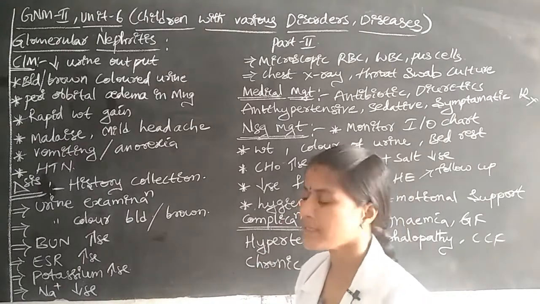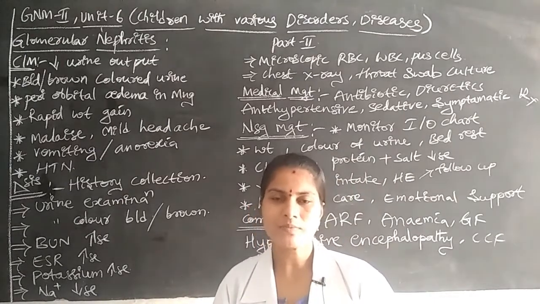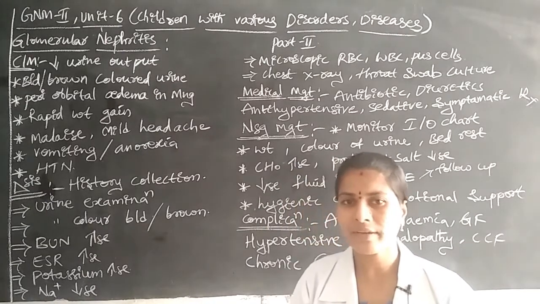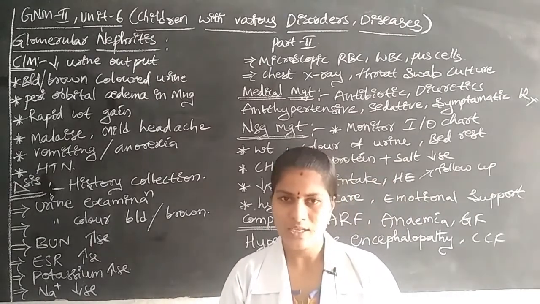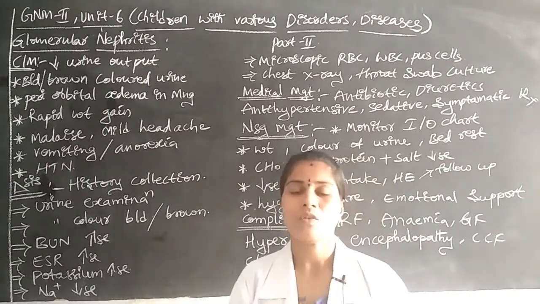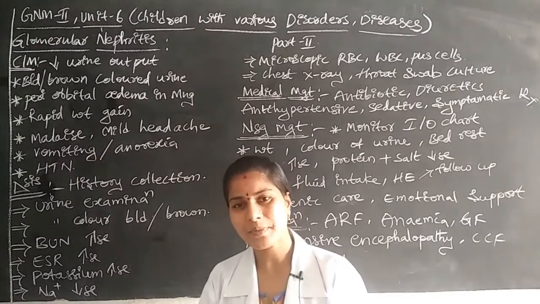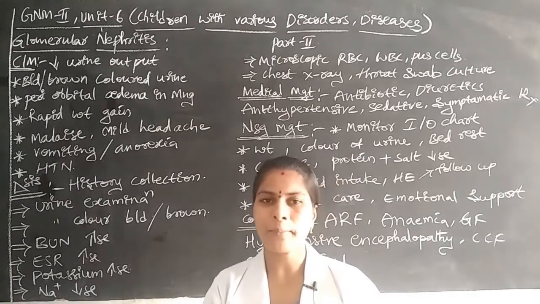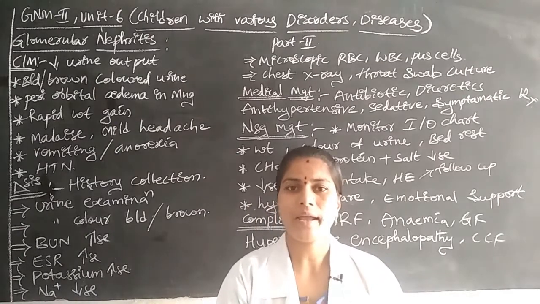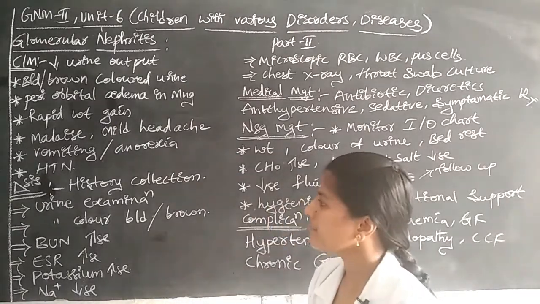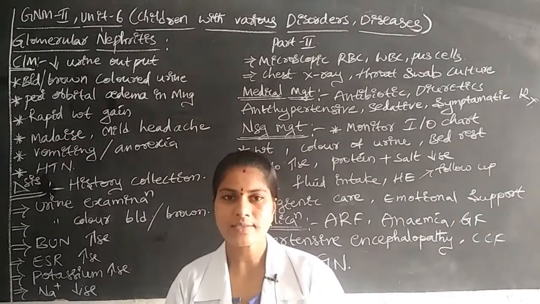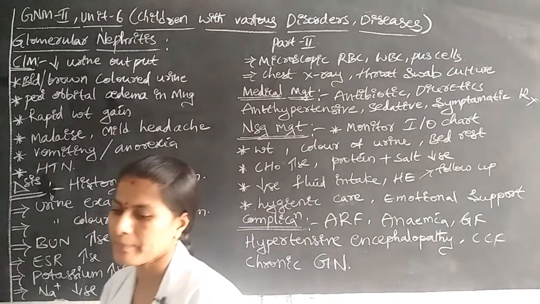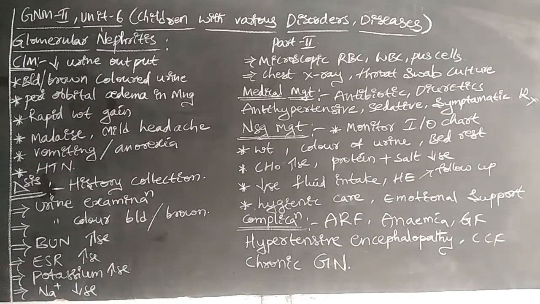Another one is GI problems. Some children do not have a good appetite and have loss of appetite. Some children have vomiting. Some are not eating well, and some eat and then vomit. They have a good appetite, but the food is not digested and is vomited or backflows. Another symptom is hypertension. When we assess the child's blood pressure, it is increased above normal. These are the clinical manifestations of children suffering with glomerular nephritis.